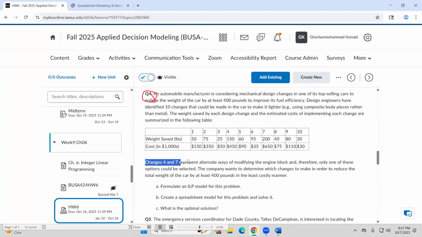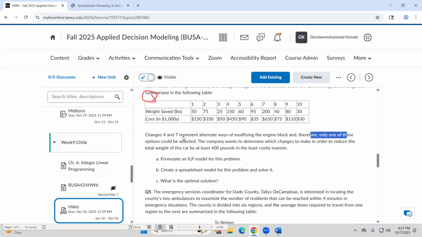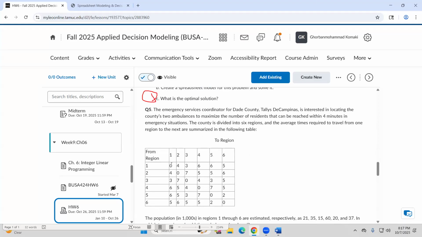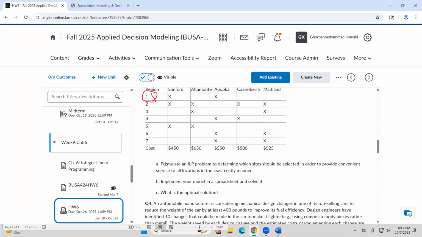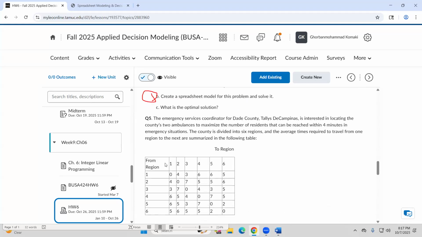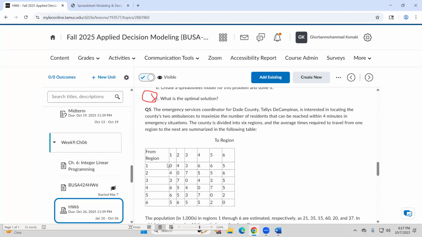Change 4 and 7 is alternative. So that means you can pick one of them. So x4 plus x7 less than or equal 1, right? So either one. Only one of them could be selected. The rest is pretty much easy. The same thing, question 5 and 3, they are the same, guys, okay?